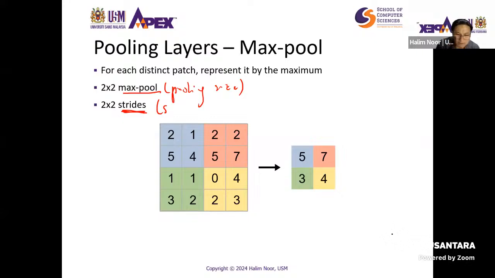Now, using these parameters, first we look at this region of the feature map: 2, 1, 5, 4. Which one is the maximum? The maximum is 5, so that will be the output of the pooling operation. Then we move on to the next pooling area, which is 2, 2, 5, 7. The maximum is 7, so that will be the output, until we cover the whole values. So that is maximum pooling.